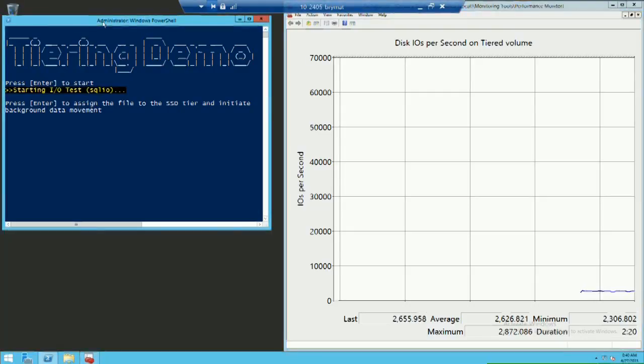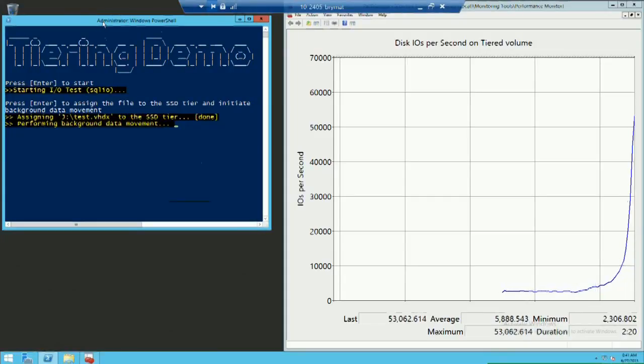Now I'm going to kick this file on over to the SSD tier. Now I didn't pause the workload. You can see the workload's still running. I'm still doing a number of IOPS per second. What's happening in the background, though, is that Windows is moving the blocks underlying the file to the SSD tier. And this is done completely transparent to the running workload. Data access to this file has not changed. Nothing's been paused. My workload's still running.